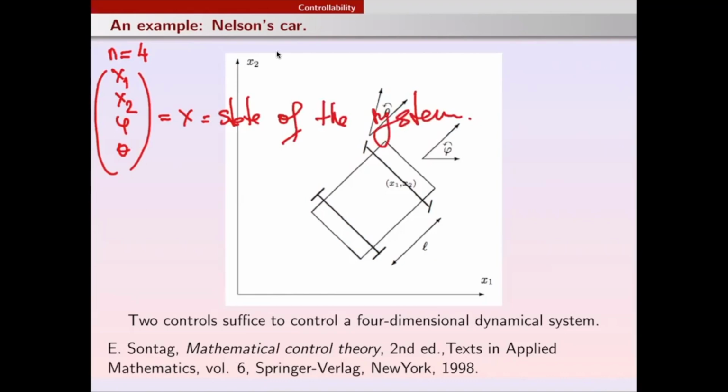If you just think, I take a photo of the car. I would like to know where my car is parked. So I take a photo. These are the 4 parameters I need.